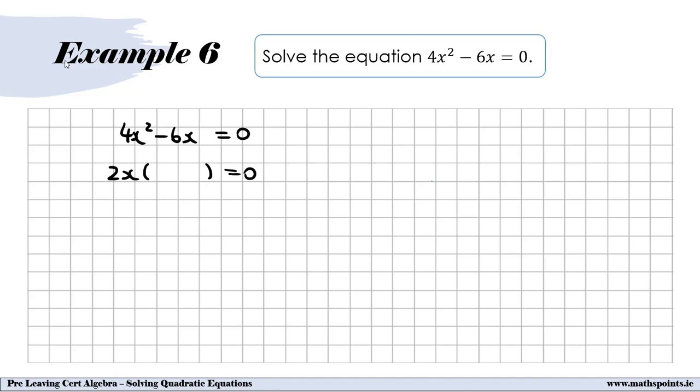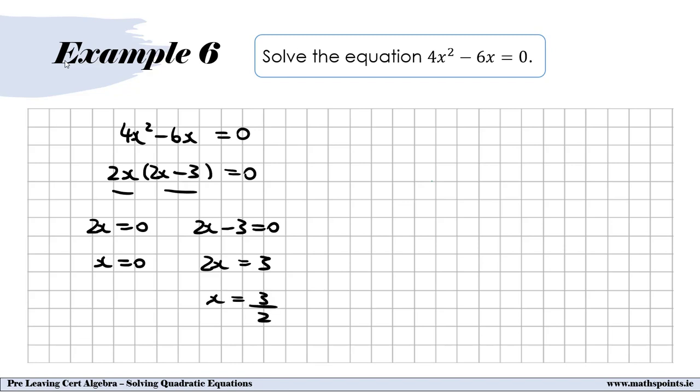If I divide 4x squared by 2x, I get 2x. And if I divide minus 6x by 2x, I get minus 3. So we still have two factors being multiplied to give 0. And so what we're going to do is let each of these equal 0. So 2x equals 0 and 2x minus 3 equals 0. If 2x equals 0 and I divide both sides by 2, I get x is equal to 0. And if 2x minus 3 equals 0, I'm first going to add a 3 to both sides to give me 2x equals 3. And then I'm going to divide both sides by 2 to give me x equals 3 over 2. So there still are two solutions to this quadratic equation.